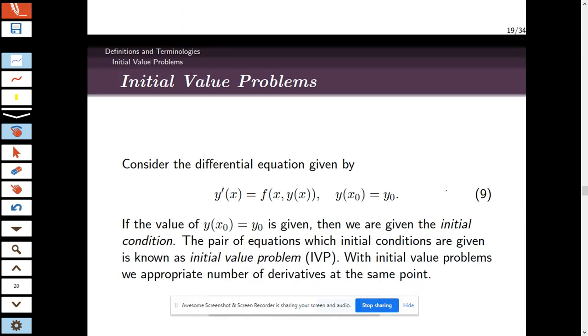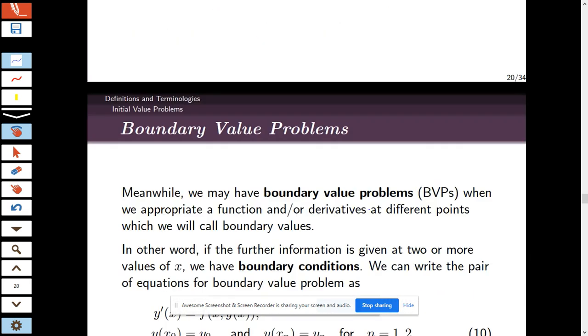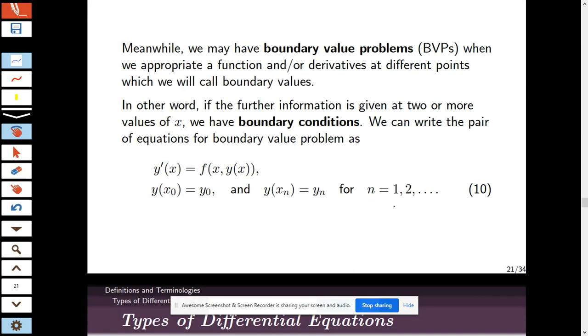Okay, you know what is initial value problem? It is a problem given with the initial condition. I don't want to explain more. And the boundary condition, there you go.